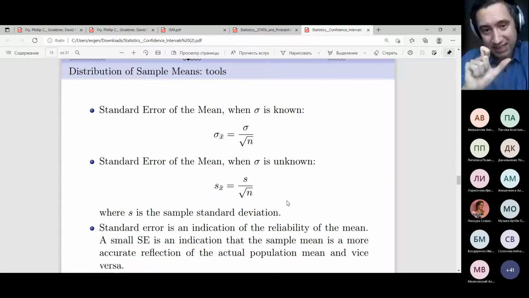Standard deviation is a measure of variability. Standard deviation tells how different our values are in a given data set. But standard error of the mean, it's like a measure of quality. It shows how precise our sample average is.